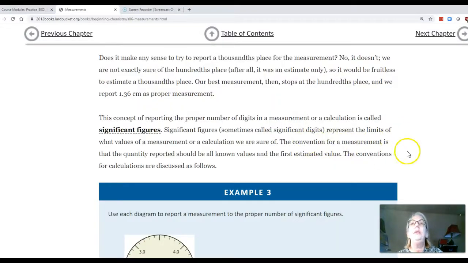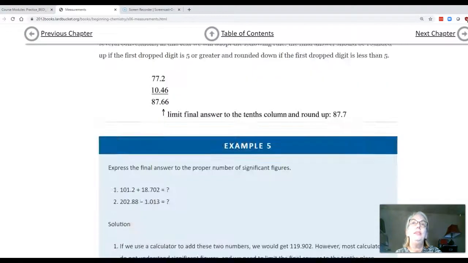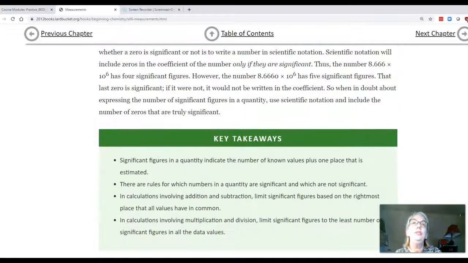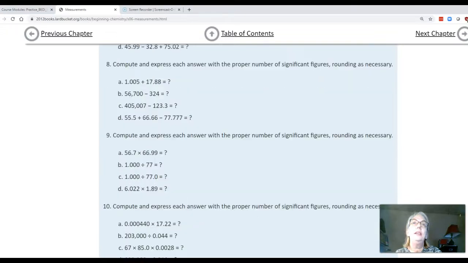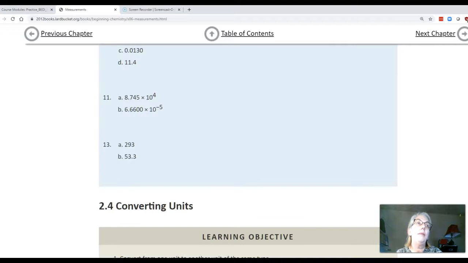Okay. Then the next section, let's see. Oh, and then significant figures are really important. So please look at this and understand the rules for what a significant figure is and how to do math using sig figs. We're going to use significant figures, or sig figs for short, throughout the whole course. So you need to know how to use them and round to the right number of significant figures. So please carefully read through this and know how to use adding, subtracting, multiplying, and dividing with this kind of math. And here are some example problems.